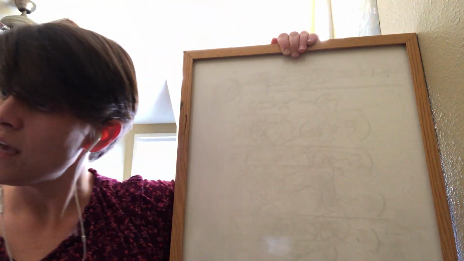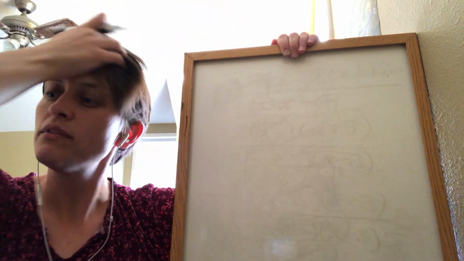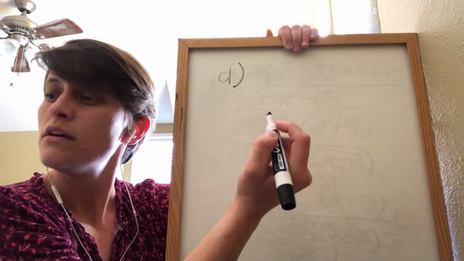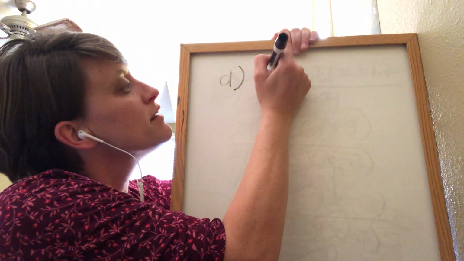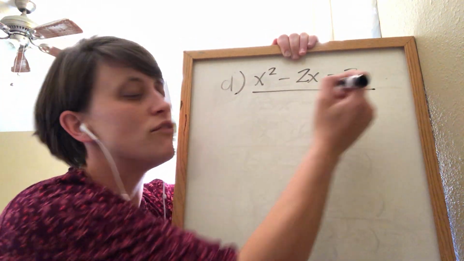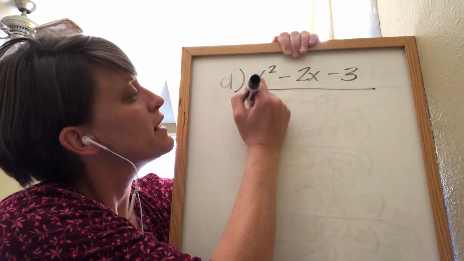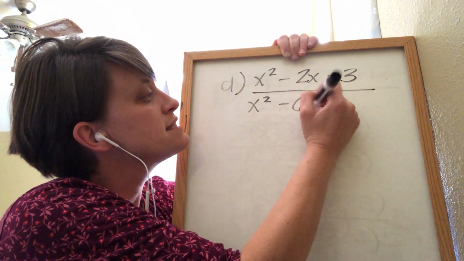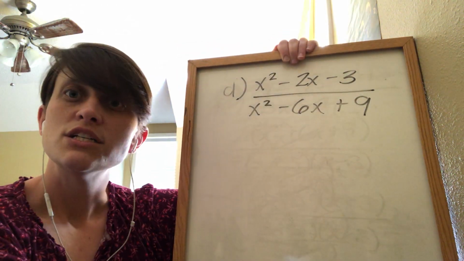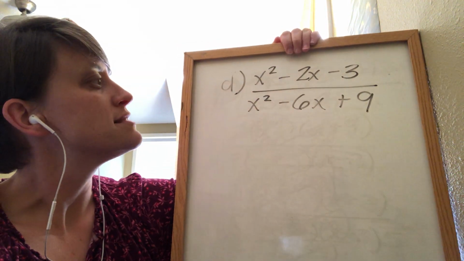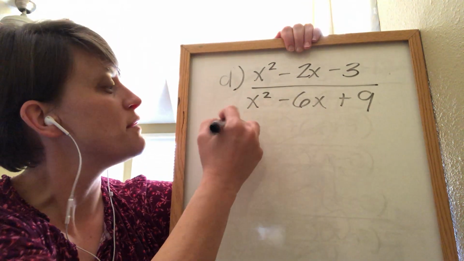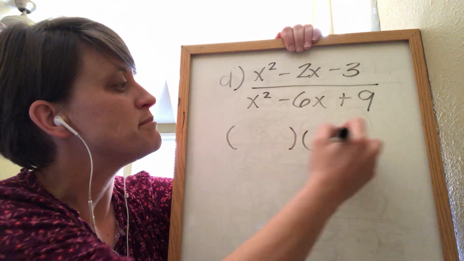We'll look at how many more of these? 2 more? Okay, let's look at D. D, we've got x squared minus 2x minus 3 over x squared minus 6x plus 9. All right, so we have 2 trinomials, each one with a leading coefficient of 1, which is good news for us because we know it's going to be a little bit simpler to factor.